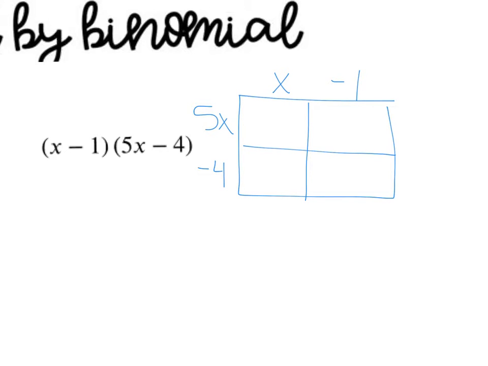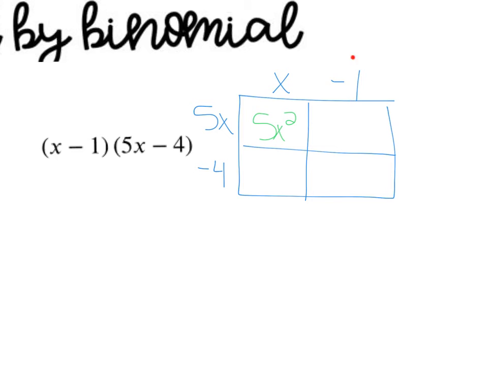And then I look at the boxes, and I look at what parts they go with. So 5x times x is 5x squared. And then this box goes with 5x and negative 1.